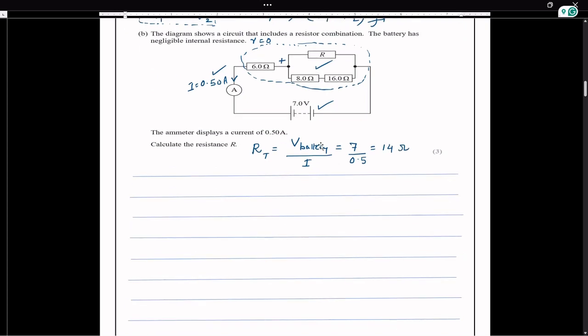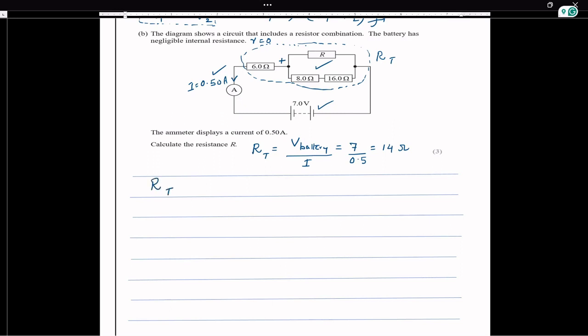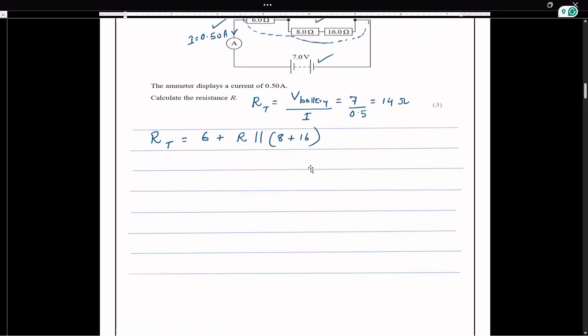But our question is, what is the value of R? This is what we have to calculate now. In this loop, one of the resistors, R, is unknown. That value we have to calculate. This total resistance is RT. Now, let us concentrate on that loop. So total resistance RT is a sum of 6, that is the first resistor, plus a parallel combination of R parallel with the series combination of 8 and 16. This is the total resistance.